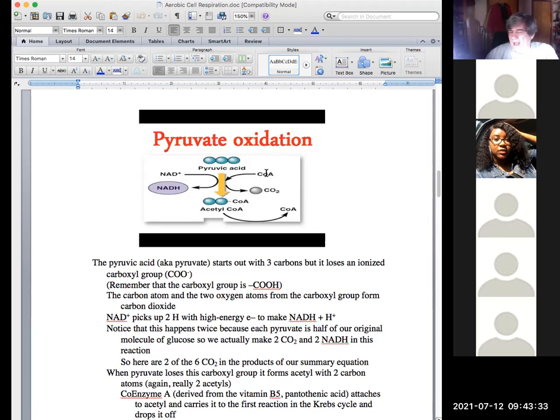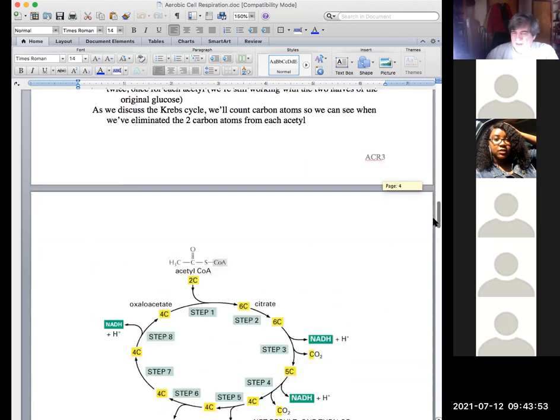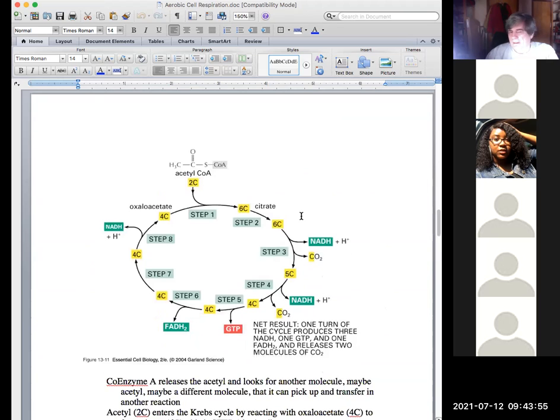Now we want to keep in mind that this happens twice, because remember, at the end of glycolysis, we made 2 pyruvates. So we've really made 2 carbon dioxides here, and we've made 2 NADHs here, and we've made 2 acetyls here. So we want to keep this in mind. So what happens to this acetyl with the CoA?